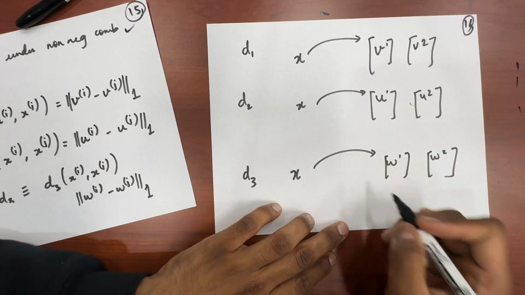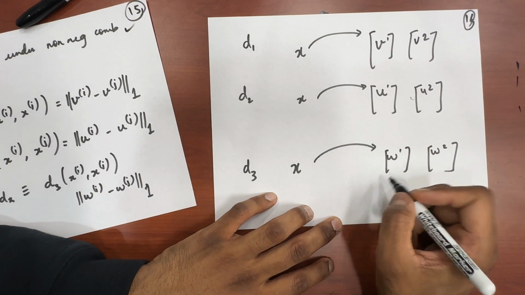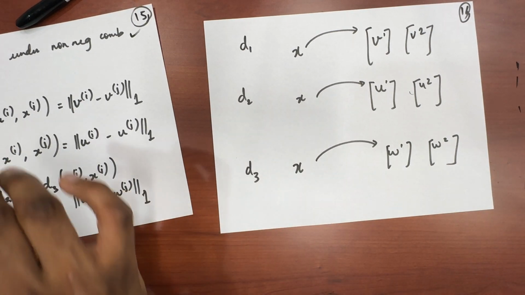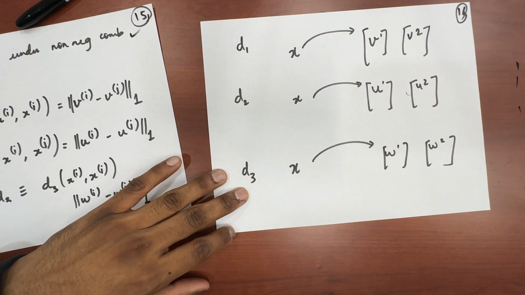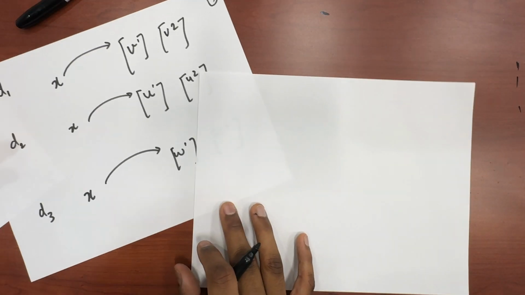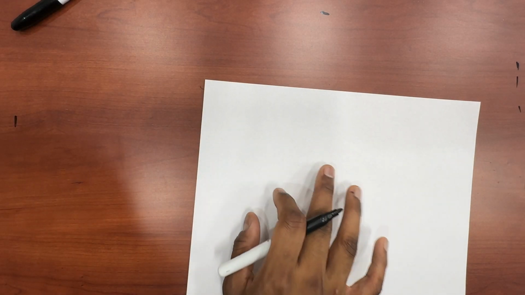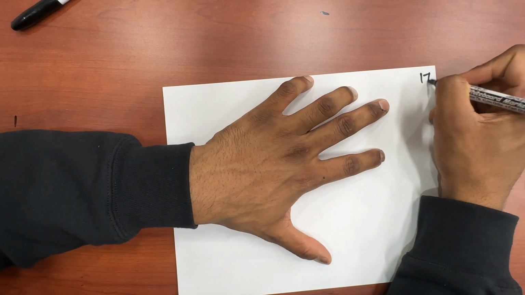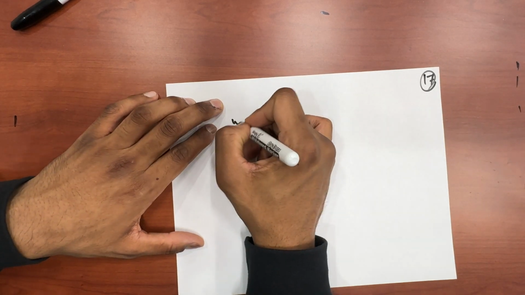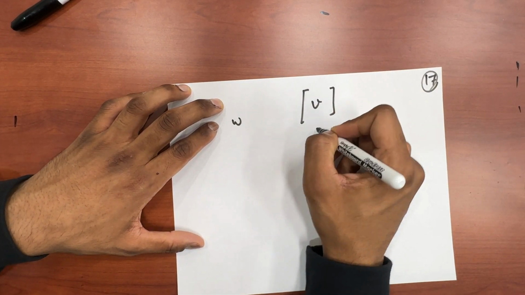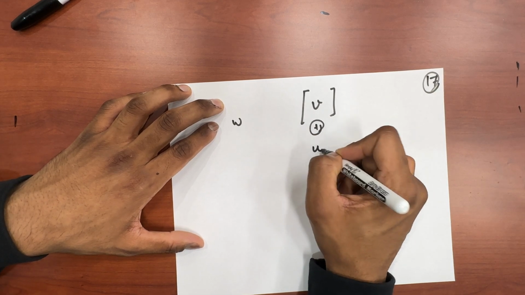Well, here's the kicker. How about I just stack them? So how about I define W as just V stacked on top of U, I guess.